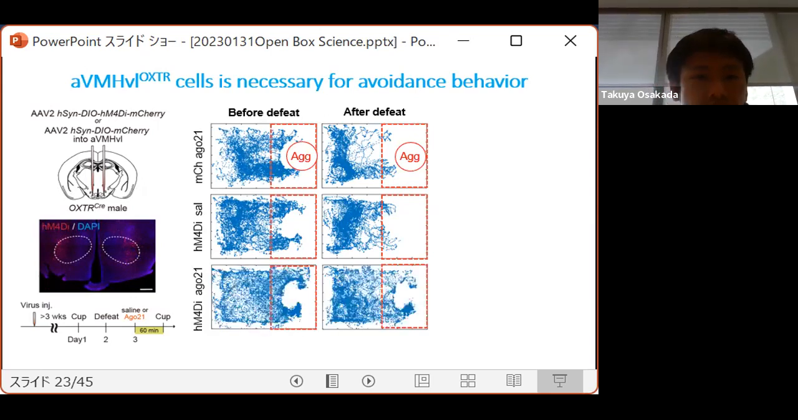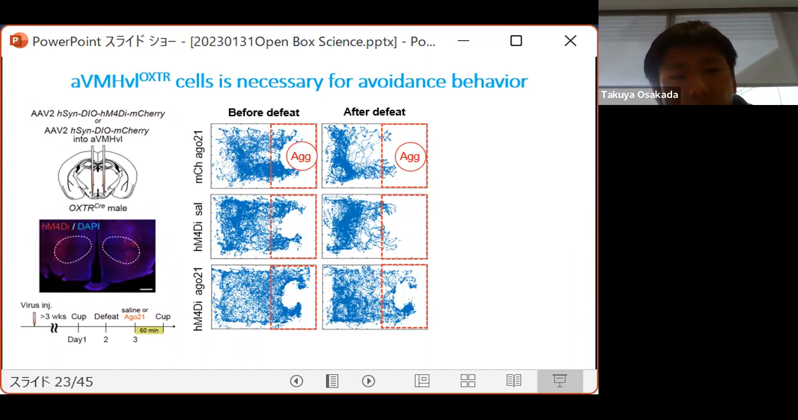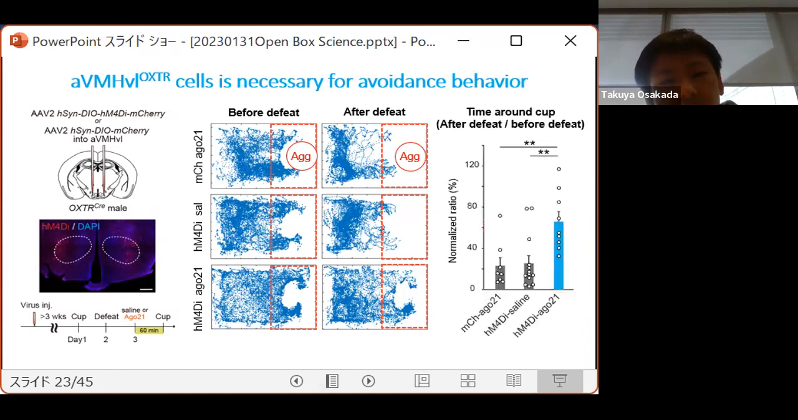The third one is the inhibiting group, Gi DREADD with agonist 21. In this group, we can see dense clusters of nose tracking, even after defeat. So this is the quantification, but this inhibitory DREADD data also supports that when inhibiting this population, there is less avoidance behavior towards aggressors, even though they experienced defeat by stronger mice.